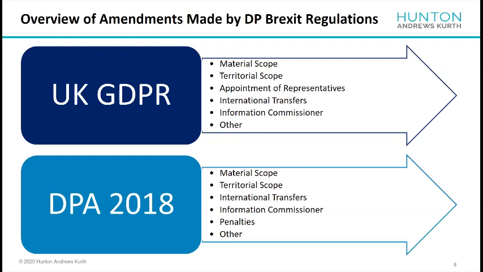Let's just pause for a minute on international transfers. In relation to these, the Secretary of State can designate a third country or international organisation as providing an adequate level of protection for personal data under the UK GDPR. The Secretary of State will be required to consult not with the EDPB but with the ICO. And the Secretary of State can also approve standard contractual clauses and can delegate this task to the Information Commissioner.